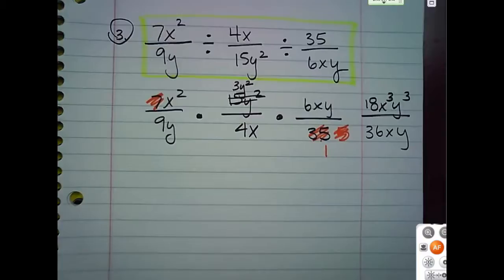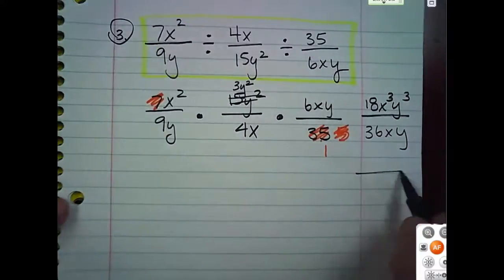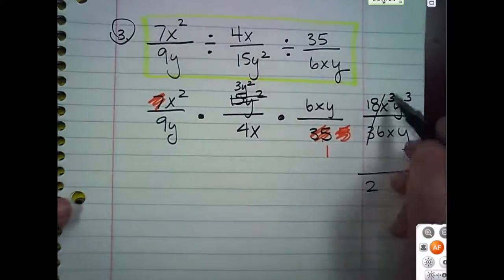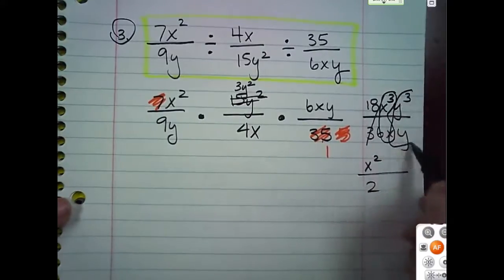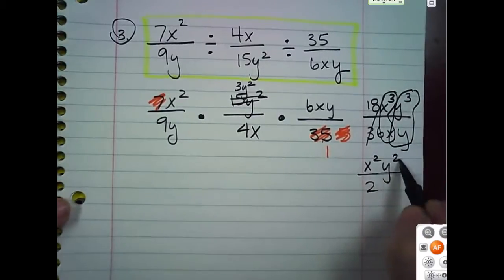How many 18s fit into 36? Yeah, 2. This becomes 2. These go together, leaving me 2 x's in the numerator. These go together, leaving me 2 y's in the numerator.